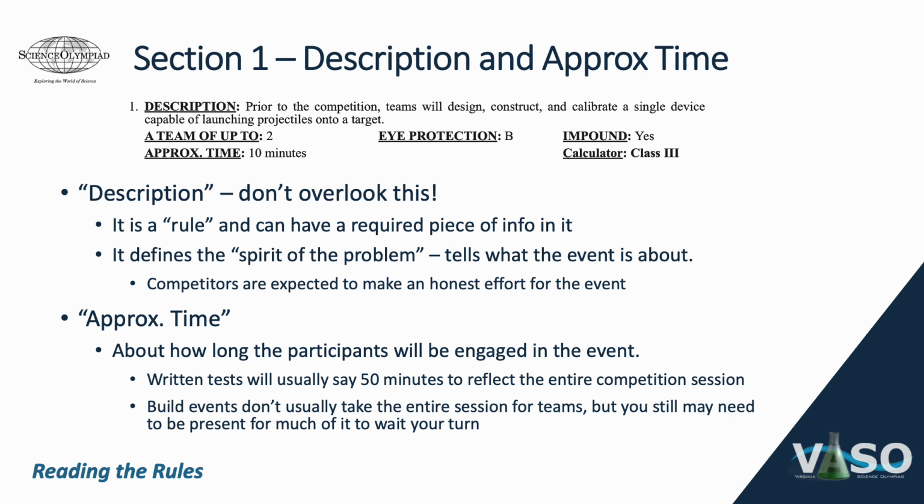The first thing in that is the description. Don't overlook that. The description of the rule is actually a rule itself and can have a required piece of information in it. So you need to be paying attention to that. And it defines the spirit of the problem, tells us what the event is about, and competitors are expected to make an honest effort in the event. You'll see in this particular example, which I think I pulled from Air Trajectory, it talks about designing, constructing, and calibrating a single device. So there's a bit of information that says you can only bring one device.